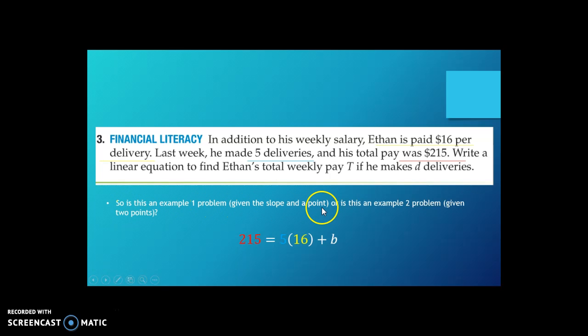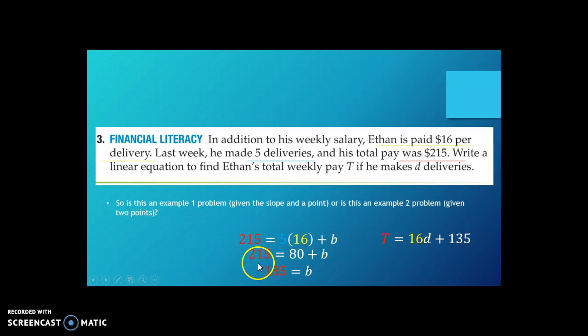Given the slope and a point, so again, this is what we're doing here. I'm going to make this multiplication. So 5 times 16 is 80. I'm going to subtract 80 from both sides, and I get 135. All right. And then I'm going to write my equation. If you just write y equals mx plus b with the y and x, that's fine. I'm going to use the t for the y and d for the delivery. So I'm going to get t equals 16 for the slope times the delivery plus 135, what we found for the y-intercept.